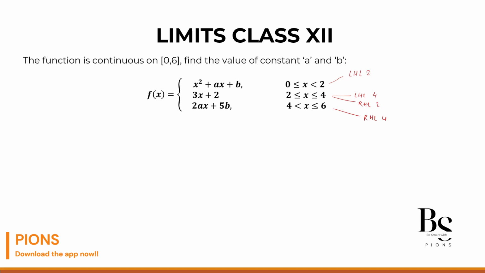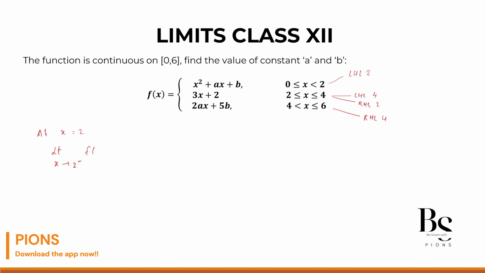To check the continuity or to prove something, we should have LHL as well as RHL. So first of all, let's start with our LHL for 2, at x equals 2. Limit x tending to 2 negative. Let me remind you again, 2 negative means left hand limit, not minus 2. Be very careful with this.